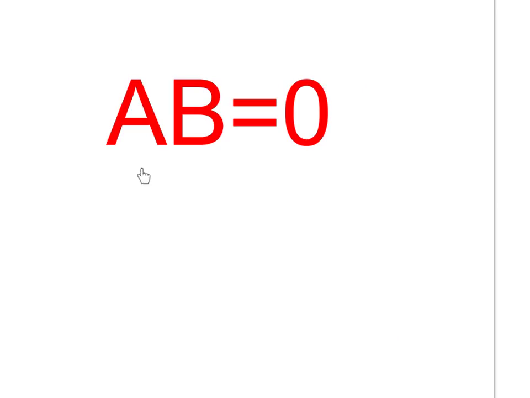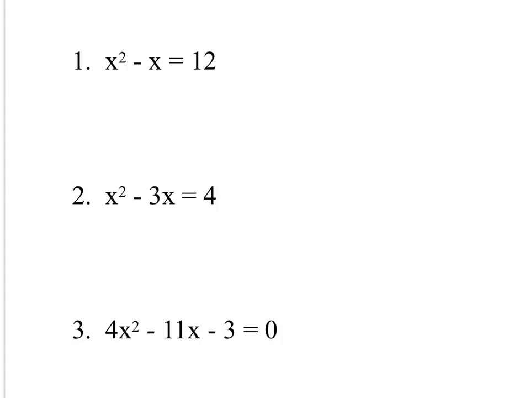One thing to keep in mind, if something times something is equal to 0, then one of these somethings, either A or B, is equal to 0. So if something times something is 0, one of those somethings, either A or B, must be 0. And that leads us to how to solve a quadratic equation by factoring.